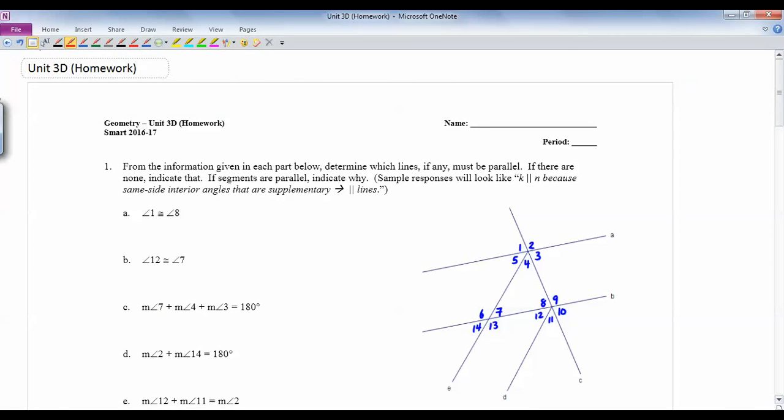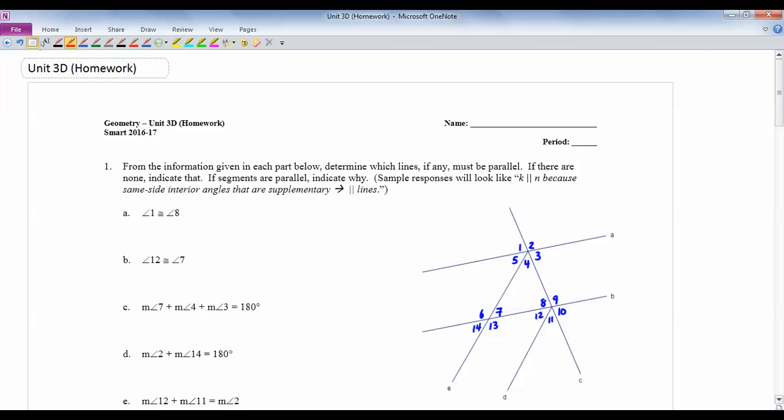Okay, let's take a look at the 3D handout. So the first question is giving you some information about various angles, and you're supposed to use that to determine if any lines are parallel, and then give the reason why.